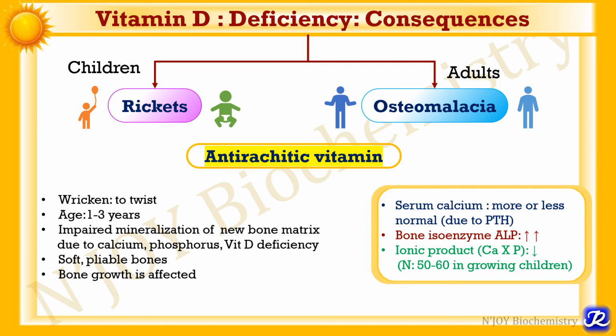The laboratory picture in this condition shows serum calcium more or less normal or slightly decreased, because whenever there is decreased serum calcium level, there is increase in the secretion of parathyroid hormone, which is responsible for increased absorption of calcium. It acts through calcitriol, and it is responsible for increased level of calcium, and that's why the serum calcium level is more or less normal. But the bone isoenzyme of alkaline phosphatase level is increased and the ionic product of calcium and phosphorus is decreased. Normally in growing children it is 50 to 60, but in vitamin D deficiency it is reduced.